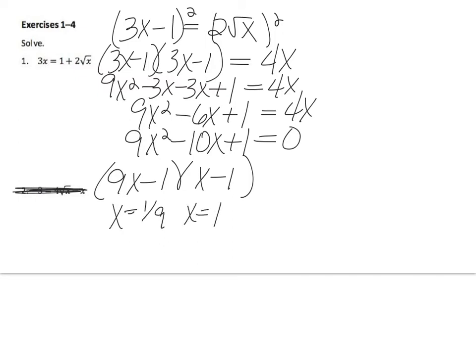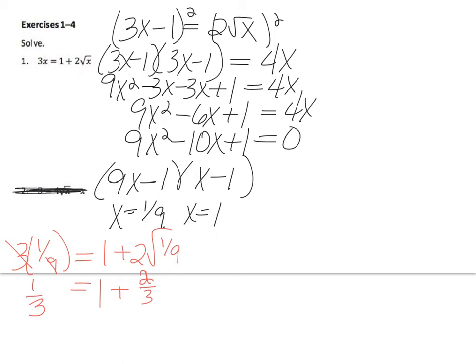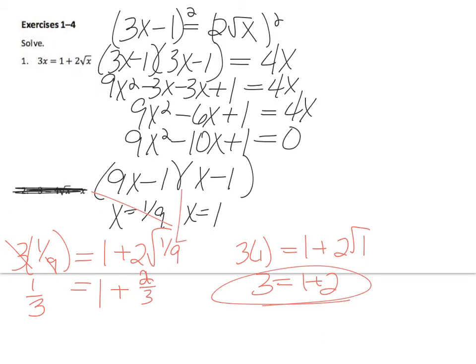Let's go ahead and check our answers. If we do 1/9, 3 times 1/9 equals 1 plus 2 square roots of 1/9. Square root of 1 over 9 is 1/3. Times 2 is 2/3. Plus 1 equals 1 2/3. 1/3 is not equal to 1 2/3, so 1/9 does not work. Let's try 1. 3 times 1 equals 1 plus 2 square roots of 1. 3 equals 1 plus 2. We're good. 1 works.